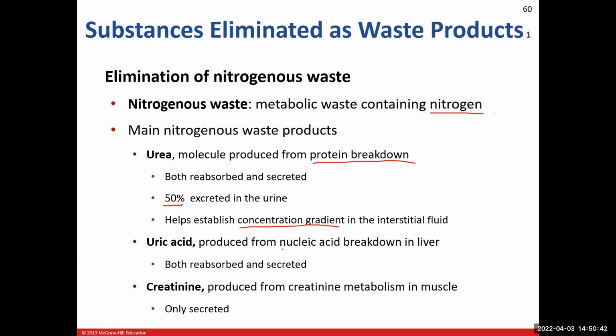Uric acid, we talked about nucleic acids back in chapter 2, when we were talking about macromolecules. And so uric acid is going to be a waste product of when we start to break down nucleic acids, and that occurs in the liver. Same thing, uric acid will both be resorbed and secreted. And then we have creatinine. Creatinine is a great substance to use if you want to see how the kidneys are functioning, because this substance only gets secreted.